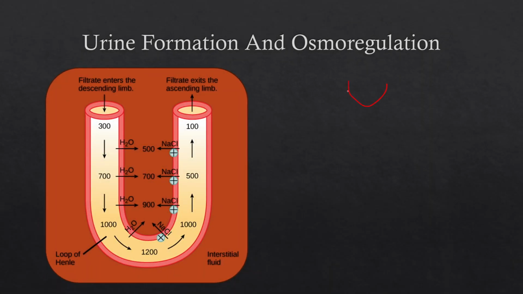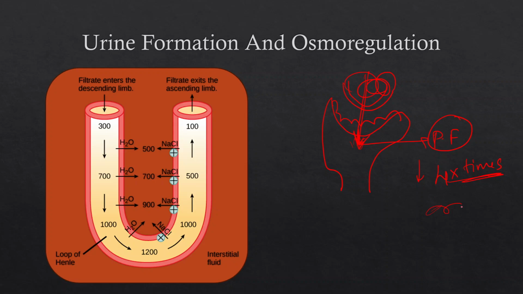I told you that this is your glomerulus, this is your Bowman's capsule, these are your podocytes, and this is the entry of blood from the glomerulus into the Bowman's capsule. This filtered fluid entering here is called the primary filtrate. This is 4 times less concentrated than the final urine. Why? Because it contains a large amount of water.